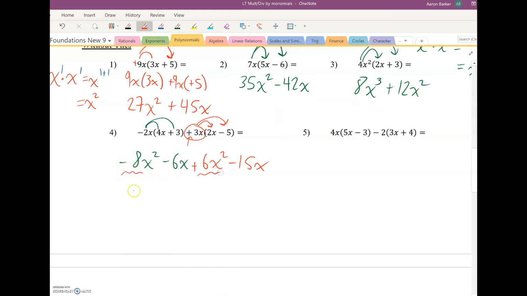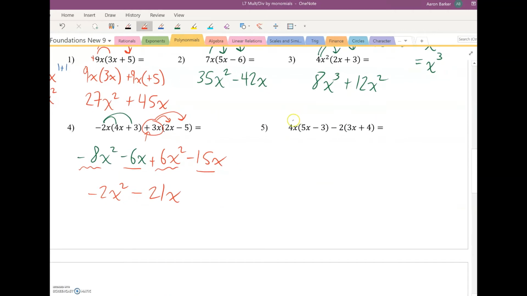Those are my x squared terms. It gives me negative 2x squared. And these are my x terms. It gives me negative 21x. Okay, so you have to be careful when you have like terms. Remember the sign in front stays with the number. Okay, try the next one, then fast forward if you get it. Check your answer.